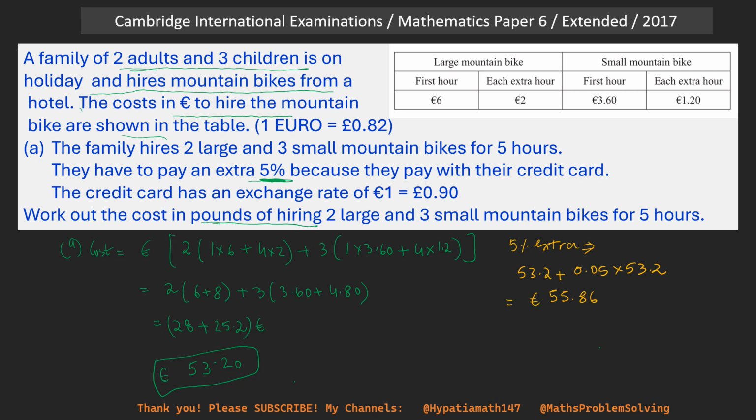Now to convert it into pounds, the cost in pounds would be 55.86, that's euro, multiplied by 0.9. So 55.86 multiplied by 0.9 gives me £50.274, so the answer is £50.27. So this is part A. There's another part to it, 2 parts.